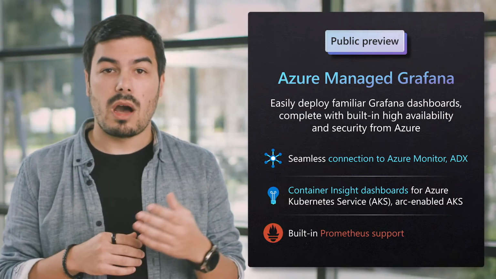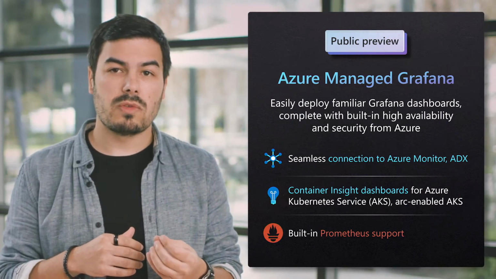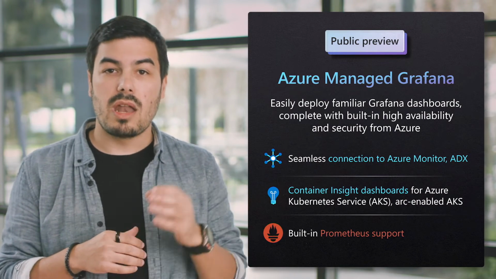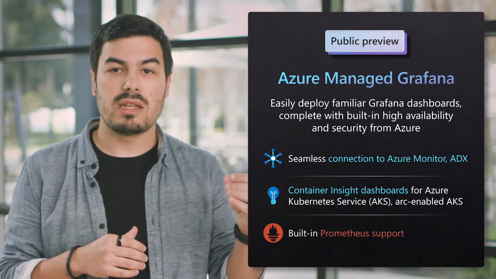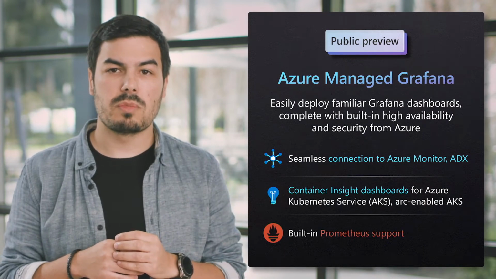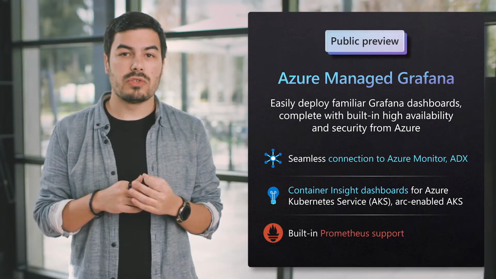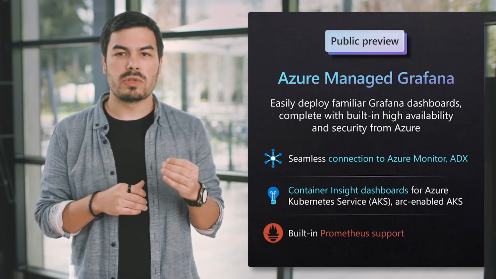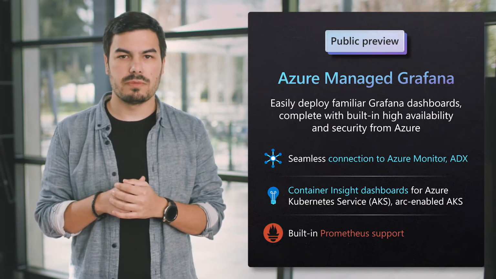For example, our out-of-the-box Container Insights dashboards provide visibility into cluster and namespace utilization and node infrastructure metrics based on data stored in the relevant Log Analytics workspace. Azure Managed Grafana also comes with built-in Prometheus support, a widely used open-source monitoring solution for your Kubernetes cluster. Now let's see how easy it is to use these with a demo.